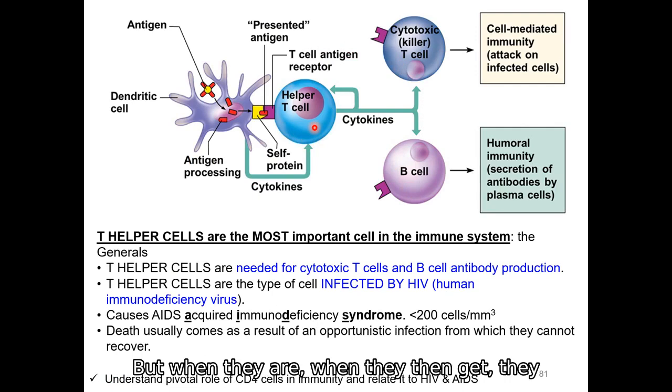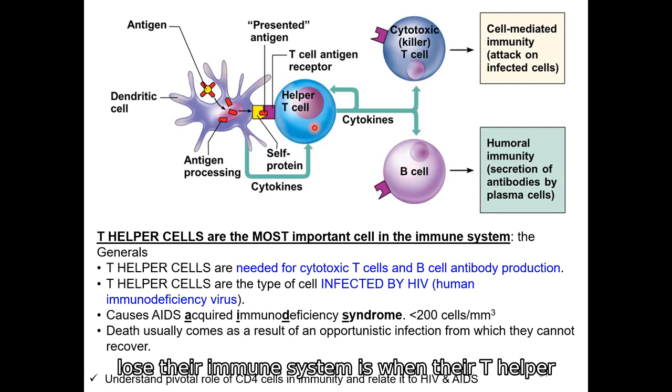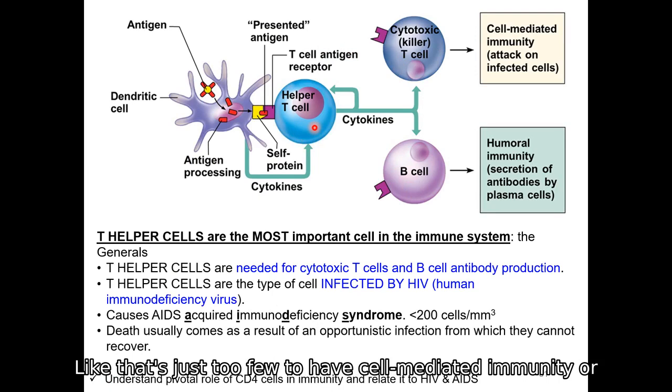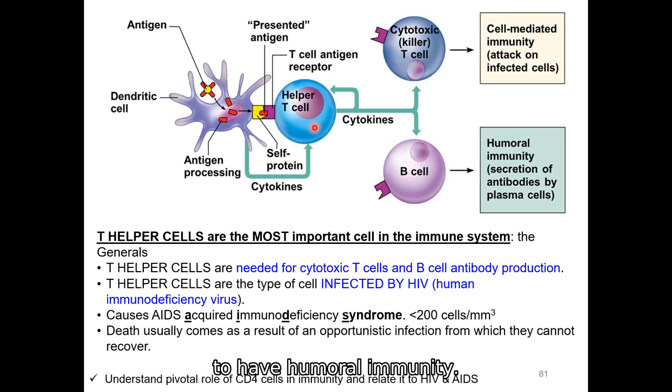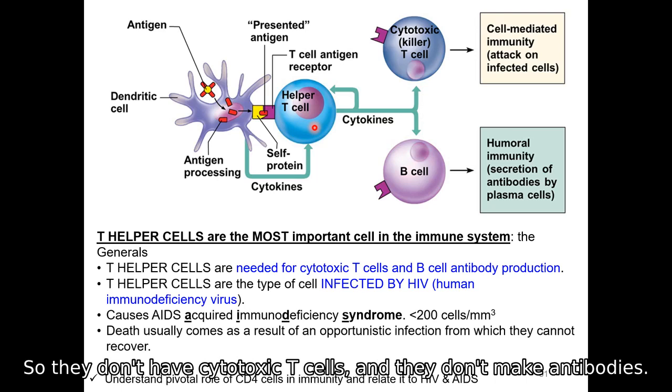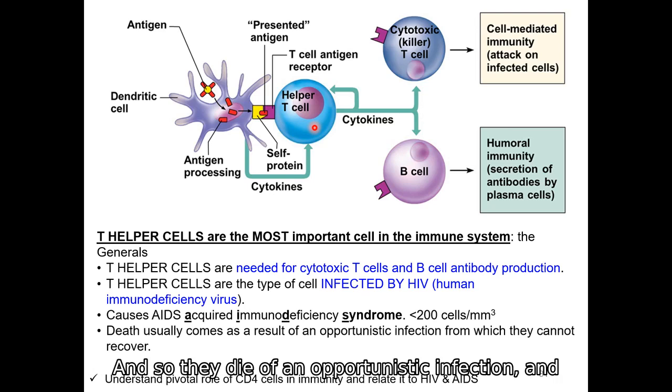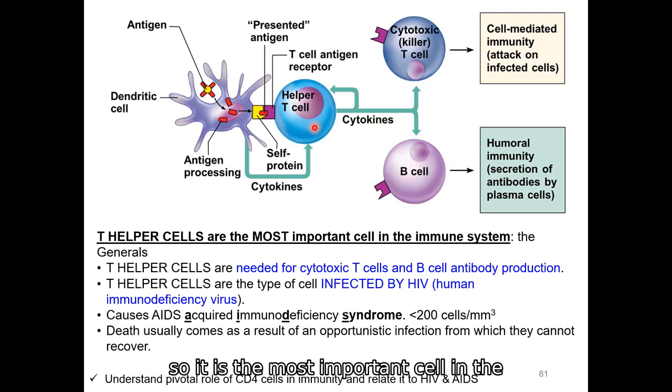But when they lose their immune system is when their T helper cell drops to 200 cells per microliter or below. Like, that's just too few to have cell-mediated immunity or to have humoral immunity. So they don't have cytotoxic T cells and they don't make antibodies. And so they die of an opportunistic infection. And so it is the most important cell in the immune system.